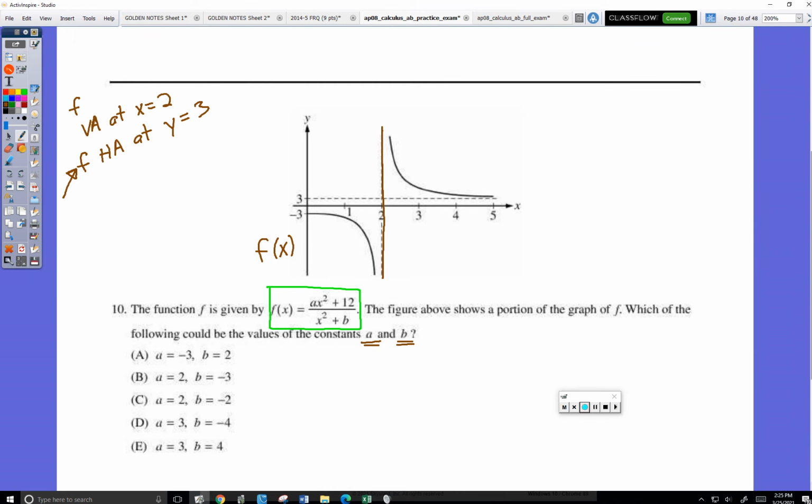So the limit as x approaches infinity equals the horizontal asymptote, which is 3. Does that make sense? Yeah. That's perfect. So I'm going to write that down. So that's exactly what you should be concluding.